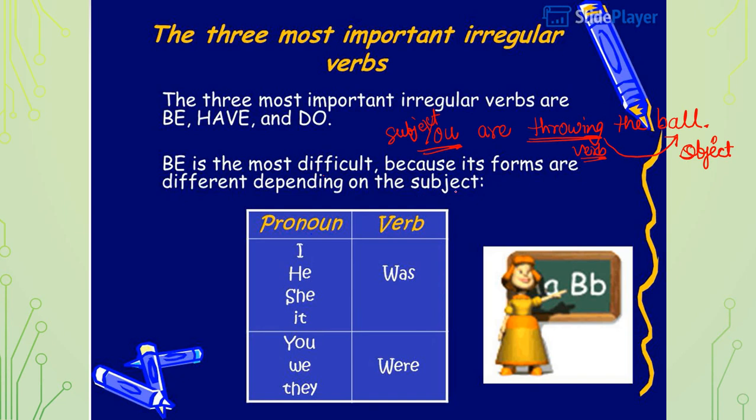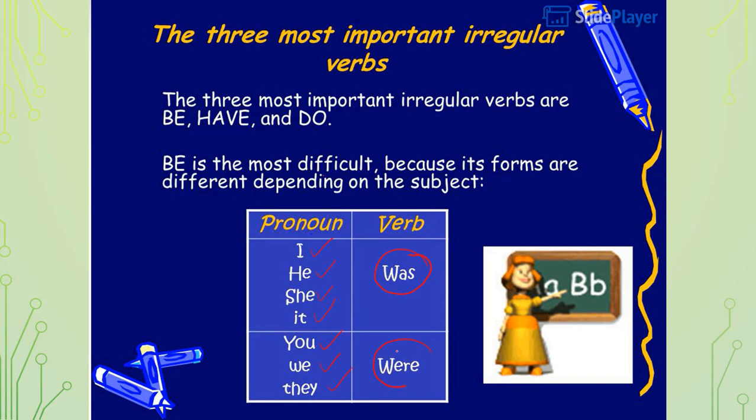So the subject of the sentence can be I, he, she, it, you, we, they. Here also you is the subject. So according to that, the form of be will be used. So that is why it becomes a little bit confusing, because every time you have to see the subject and what kind of subject that is, and then you will use the form of the be. Like with I, he, she and it, we use was, and with you, we and they, we use were.